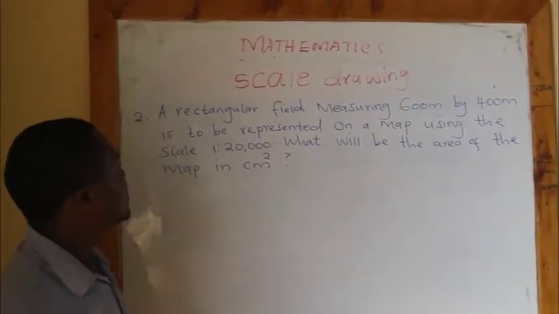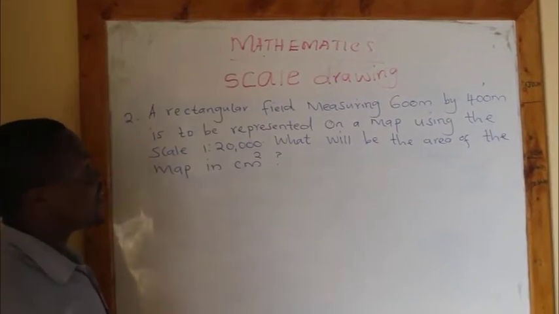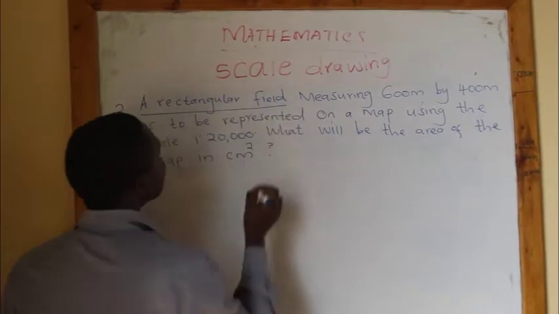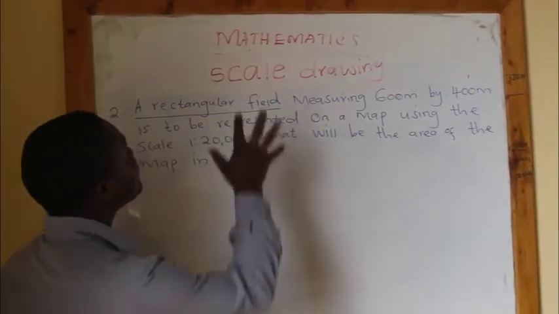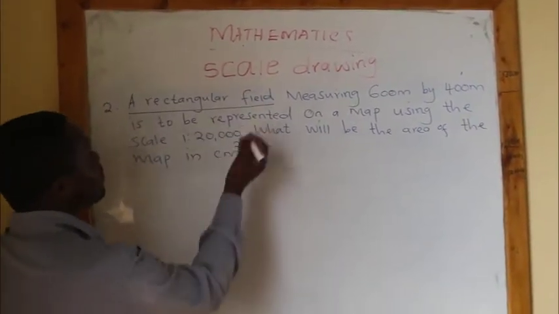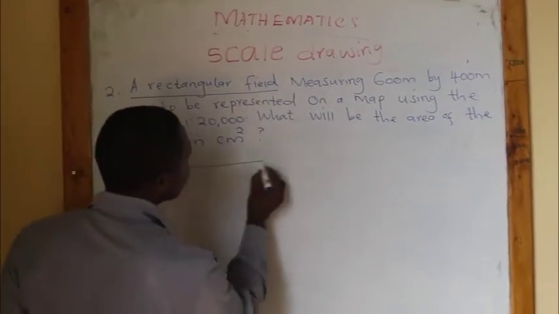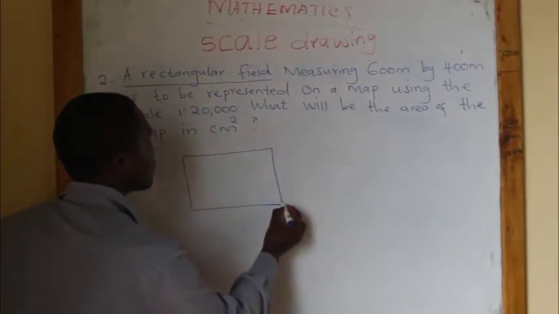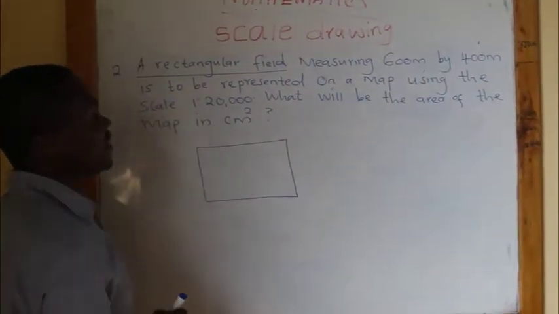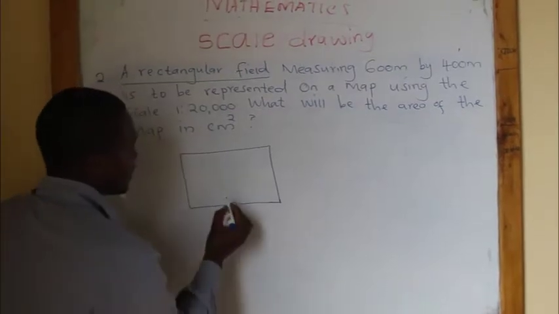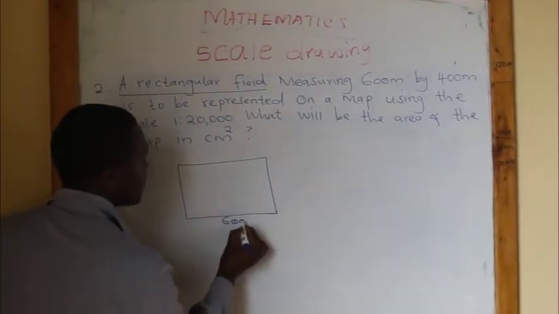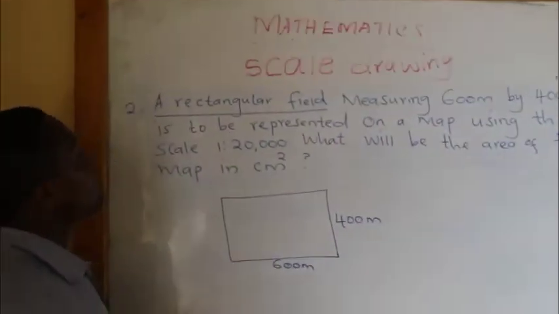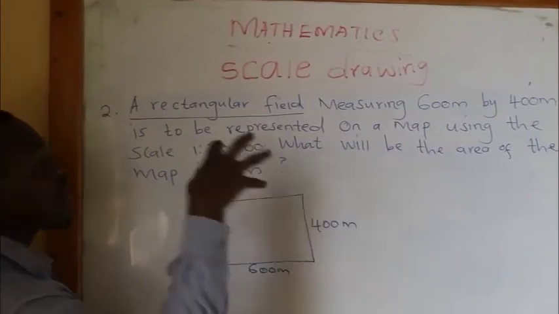So this question states, a rectangular field. I've said earlier that when you read a question that is talking about shapes, please draw the shape. So a rectangular field. So I'm going to draw a rectangular field here. This is a rectangle measuring 600 meters by 400 meters. So this is 600 meters by 400 meters, is to be represented on a map.